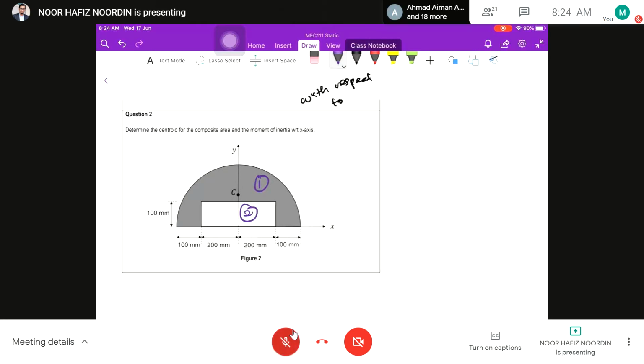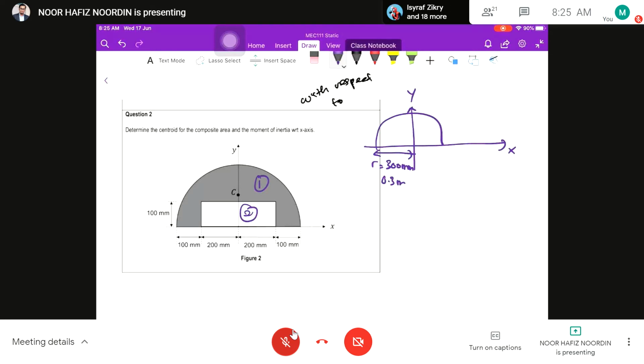Alright. So to determine the centroid, first of all, the first step is we identify the components. So here we have 2 components, semicircle and also rectangular, right? So and then the next step, we determine the center of each component, right? We start with the component number 1. We draw back the paksi, right? So we have semicircle, and then radius equal to 300 mm, okay, or 0.3 meter lah.